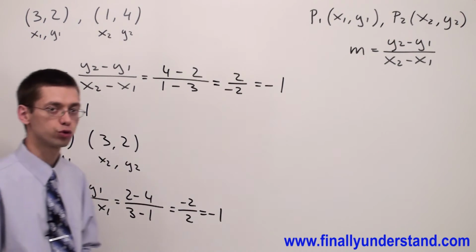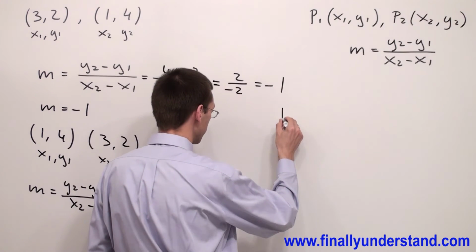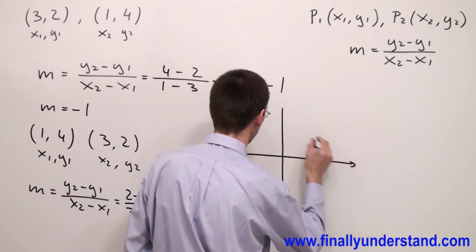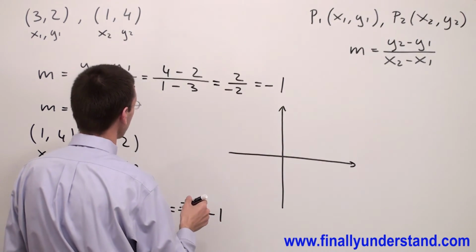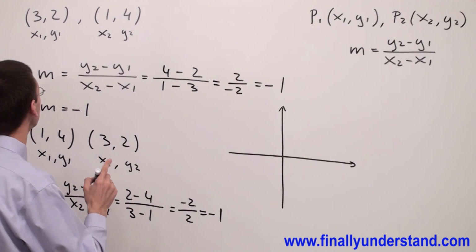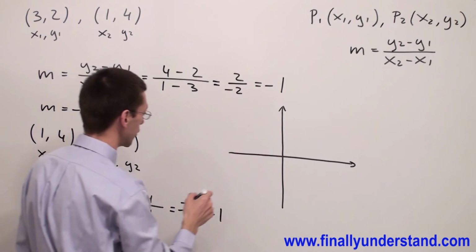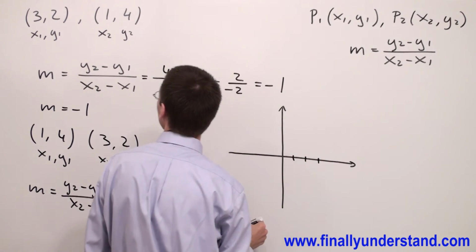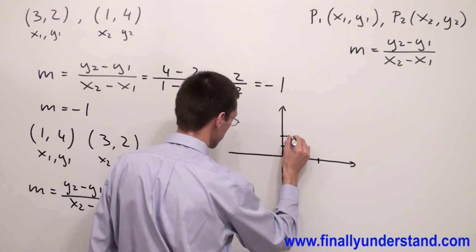Next, we're supposed to graph it. Okay, graph this line. We have the xy plane, which is also called the rectangular coordinate system, and we have points, right? We have x1 equal to 3, so I have 1, 2, 3, and we have y equals 2, 1, 2.